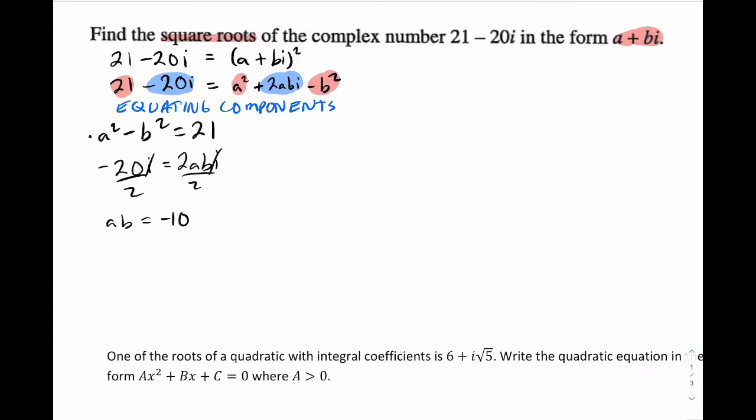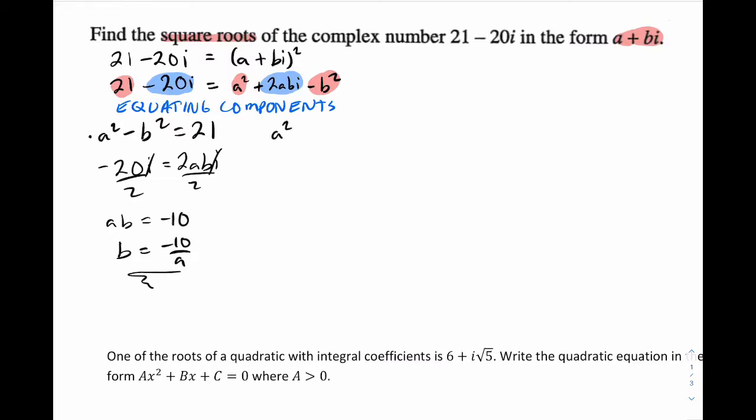And now look at this. I have one equation here, another equation here. That's a system of equations. So now I can actually solve for a variable. I can say b should be negative 10 over a. And I can use that fact. So let's try to plug this in.